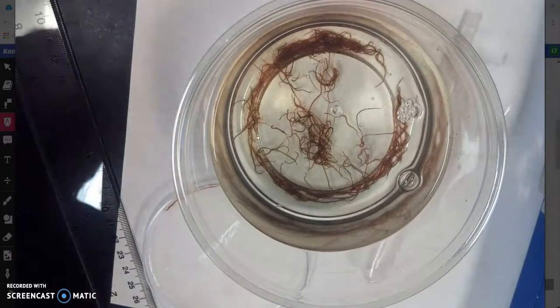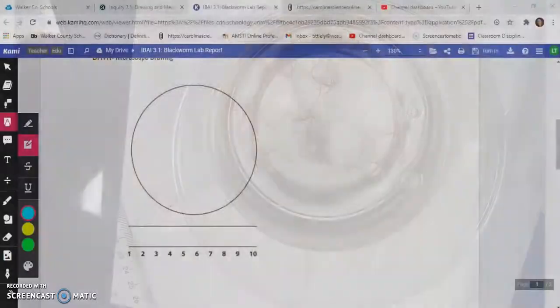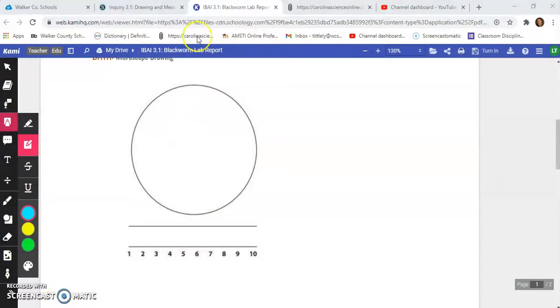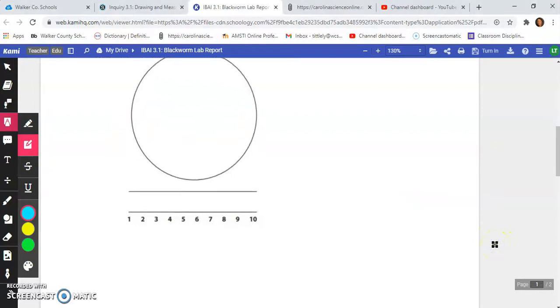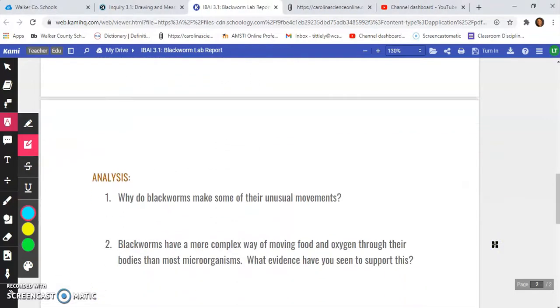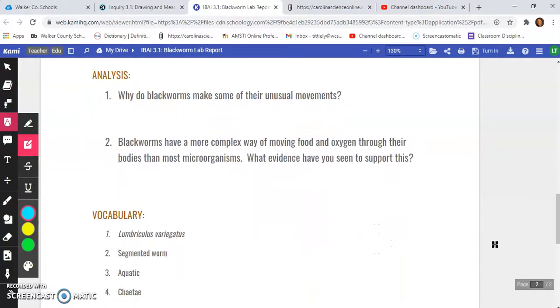Okay, let's go back to our lab report. On our lab report, after you've done your microscope drawing, you would need to scroll down and answer the analysis questions. Why do the black worms make some of their unusual movements? And black worms have a more complex way of moving food and oxygen through their bodies than most microorganisms. What evidence have you seen to support this?